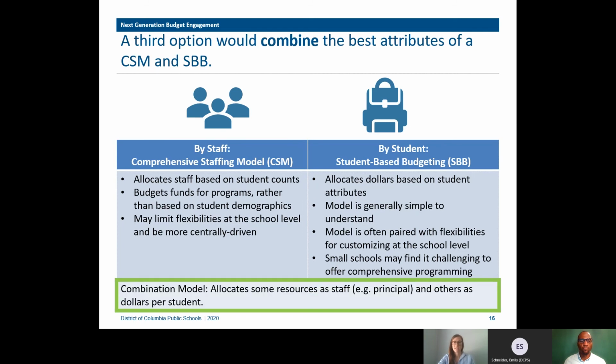A third option would be to combine the best attributes of a comprehensive staffing model and a student-based budgeting model. While a pure SBB model would involve allocating 100% of resources as dollars, in practice, nearly every district that funds schools on a per pupil basis does this combination model to varying degrees. An example might be 70% staff, 30% dollars.